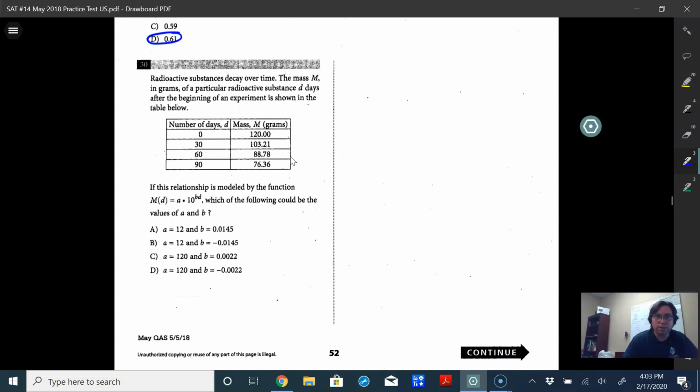And then 30 here, it says radioactive substance decay over time. The mass M, in grams of a particular radioactive substance, D days after the beginning of the experiment is shown in the table below. Well, what we can take away from this is, remember, and you see this equation here, it's modeled by this equation, so M of D equals A times 10 to the power of B times D. So what we have here is an exponential function. We know that. We have an exponential function problem. And one thing we see is it seems as D gets bigger, as D grows bigger, this is really getting smaller.